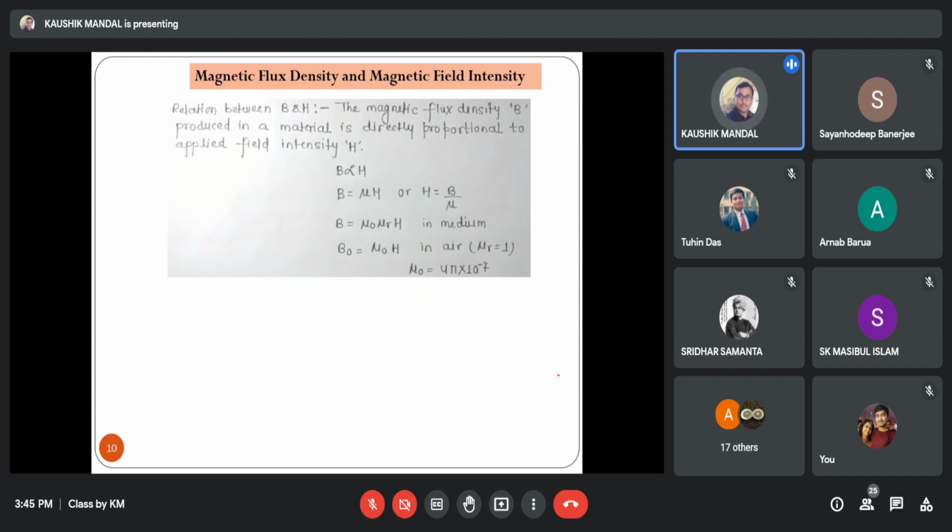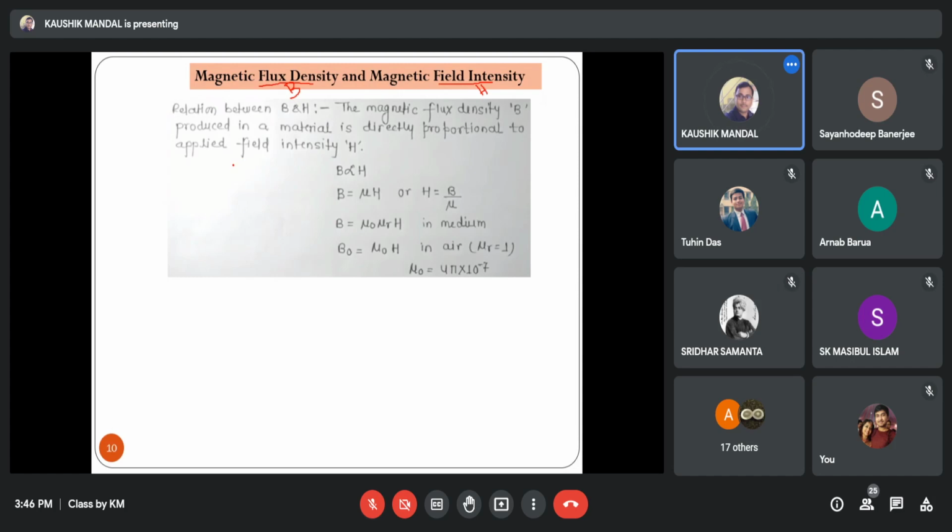Next, we are going to discuss the relation between the magnetic flux density and magnetic field intensity. Magnetic flux density, that is B, and magnetic field intensity, that is H. Magnetic field intensity is also known as magnetic field strength, and magnetic flux density is also known as magnetic induction, and it is also called simply the magnetic field. B is called the magnetic field. So this heading can also be the relation between magnetic field and magnetic field intensity.